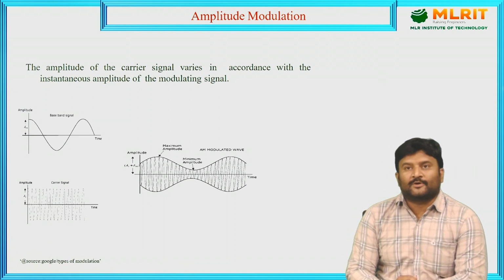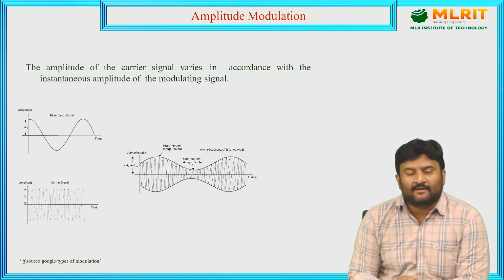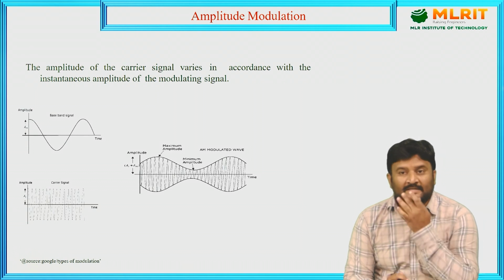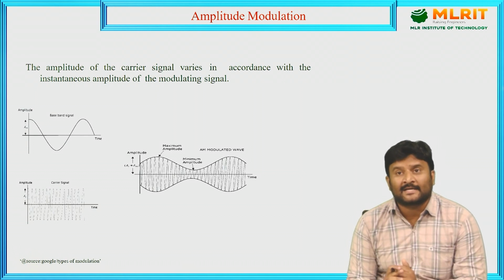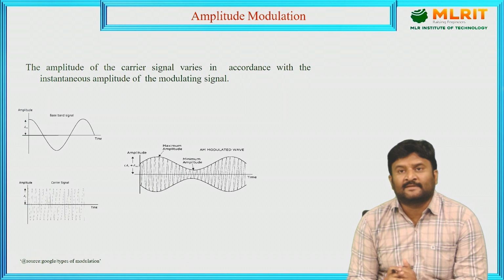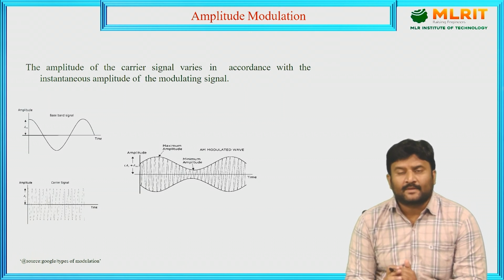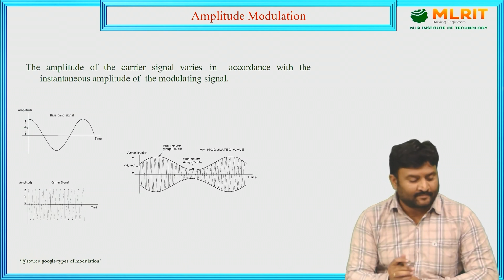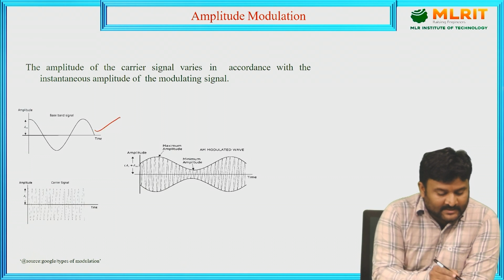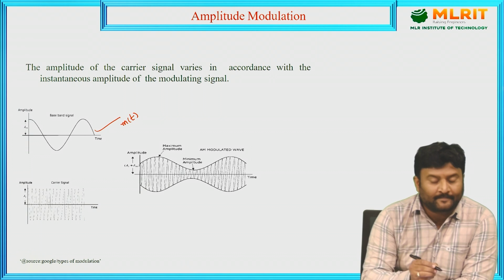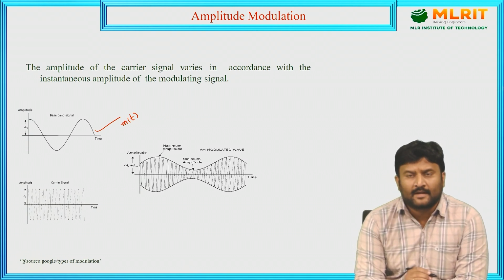Before defining amplitude modulation, to define modulation we definitely need two signals. One is the message signal and the second one is the carrier signal. The message signal is a low frequency signal and the carrier signal is a high frequency signal. Here the message signal is a low frequency signal, represented as m(t), the message signal.